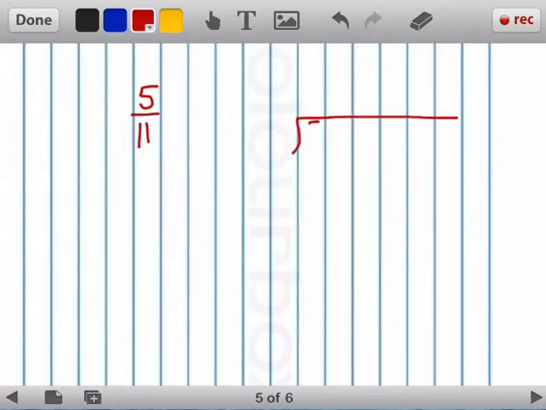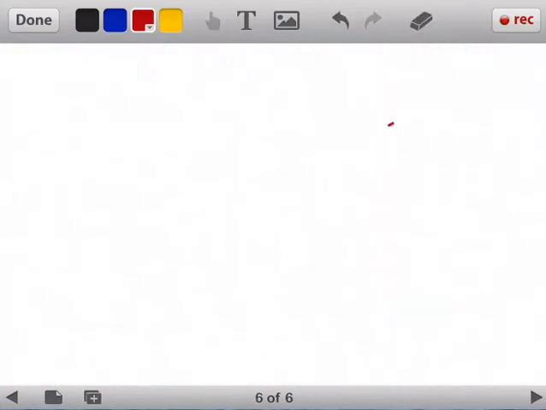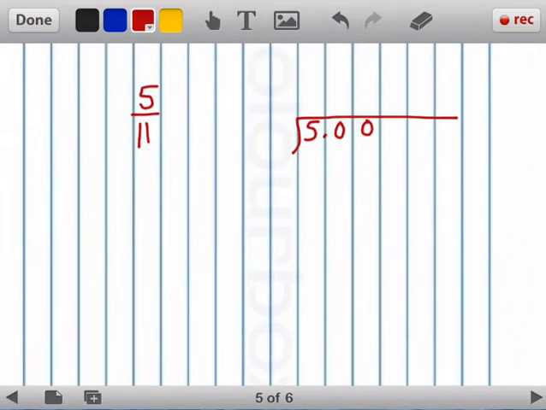5 on the inside. 0, 0, 0. Oops, didn't mean to do that. 0. I'm going to put another one on there and you'll see why. And you can always add more zeros. If you get to here dividing, or over here dividing, and you realize you need another 0, add another one on. It doesn't change the value.